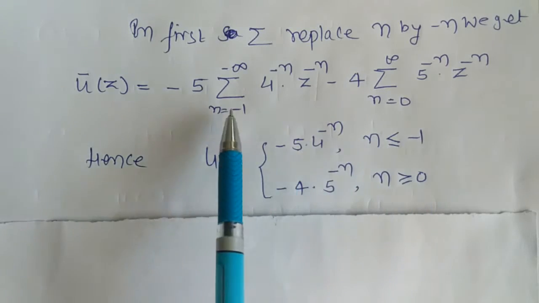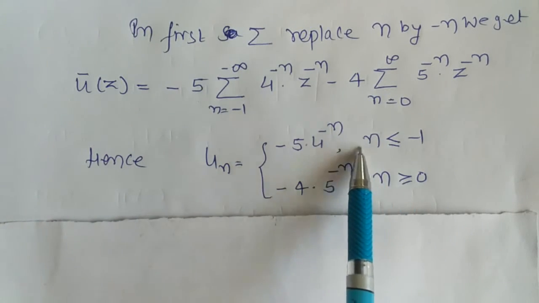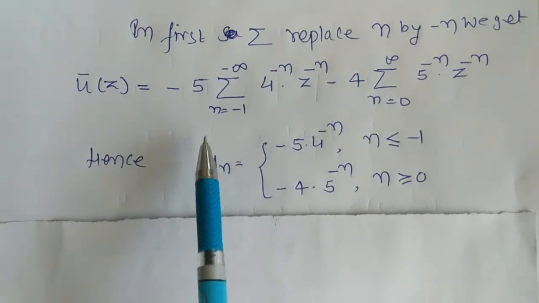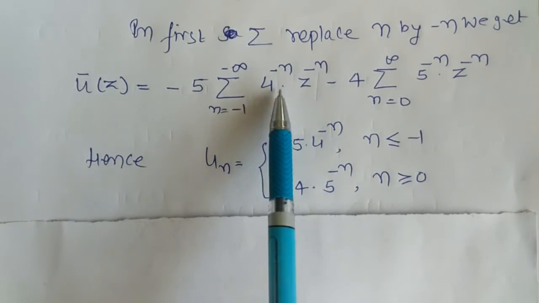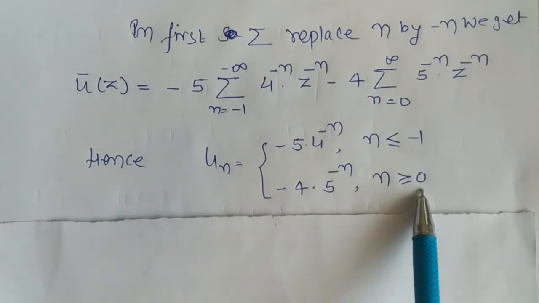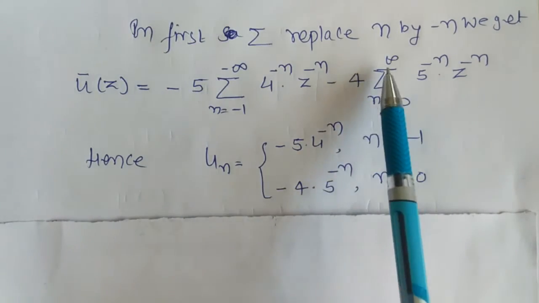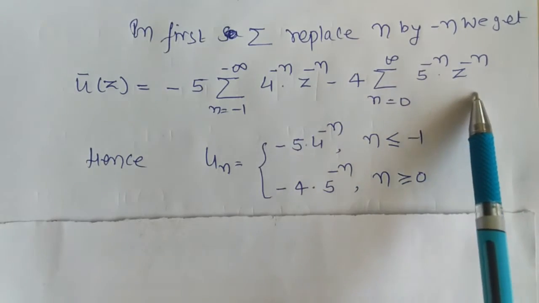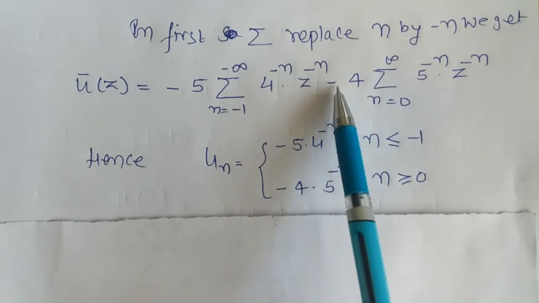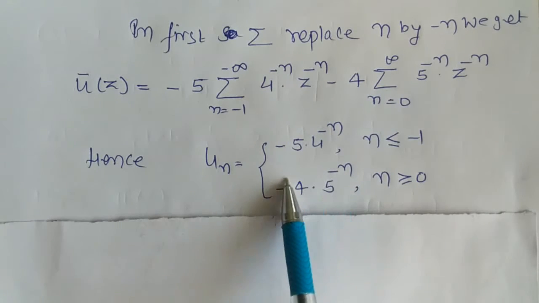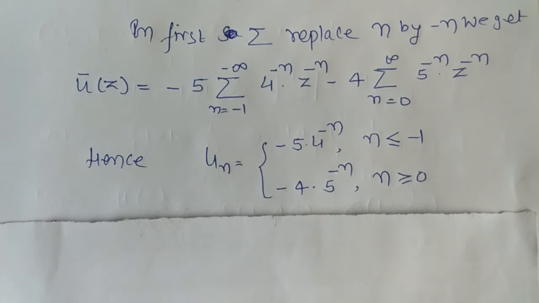For n less than or equal to minus 1, that is for n equal to minus 1, minus 2, minus 3, up to minus infinity, the value of u(n) is minus 5 into 4 power minus n. And for n greater than or equal to 0, the coefficient of z power minus n is minus 4 into 5 power minus n. So this is the required inverse z transform of the given U bar(z) for the given region of convergence 1 by 5 is less than mod z, which is less than 1 by 4.